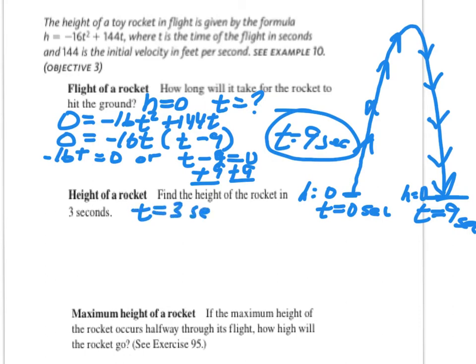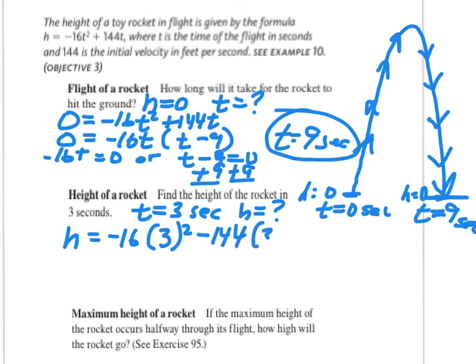I don't know what h is. And this one I'm not really going to use any algebra. I'm just going to say h equals negative 16 times 3 squared plus 144 times 3. And I end up getting h equals 288 feet. So on the way up, you're going to see that after 3 seconds it's at 288 feet.